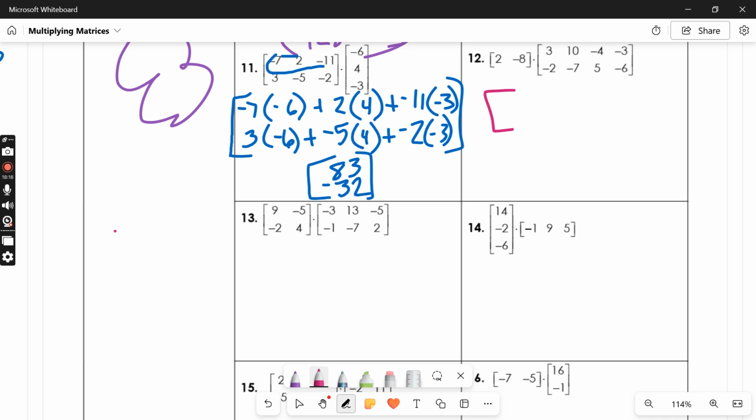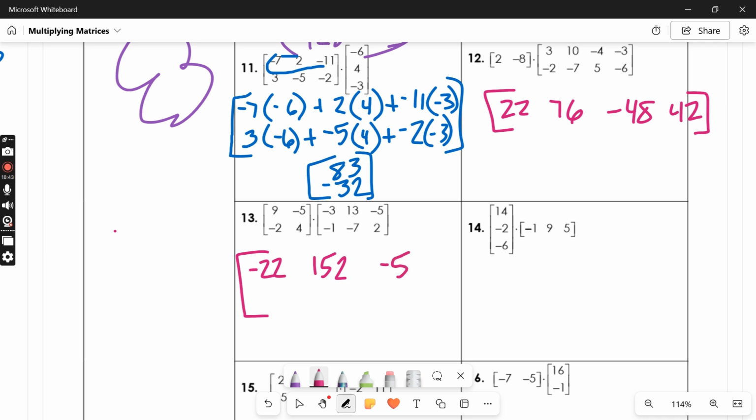Alright, so this one should be a 1 by 4. It should be 22, 76, negative 48, and then positive 42. On 13, you should end up with a 2 by 3. And your 2 by 3 should be negative 22, 152, negative 55, 2, negative 54, and 18.